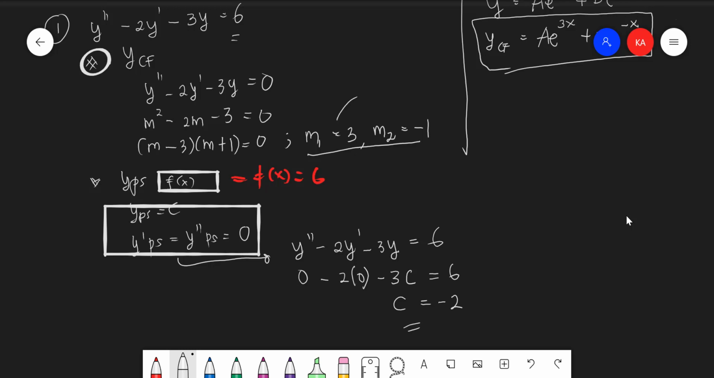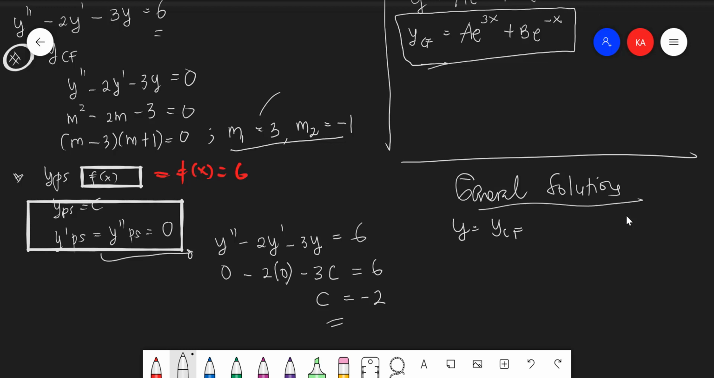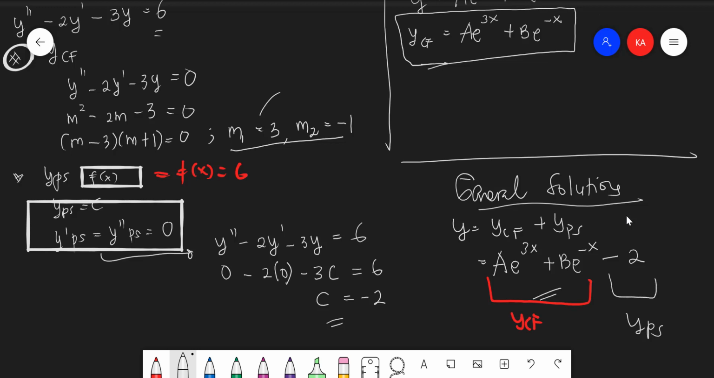So from these two, this is the first one, the complementary function, and this is the YPS. So the general solution is y equals YCF plus YPS. So we get a e^(3x) plus b e to the power of minus x, minus 2 here. The 2 is from the particular solution. Okay, so this is the general solution. The first part is coming from the complementary function, and this is from the particular solution. So this is how to solve the second order ODE if non-homogeneous.